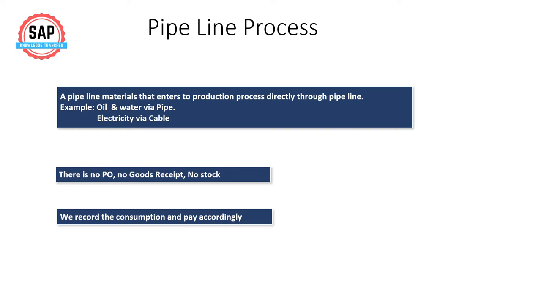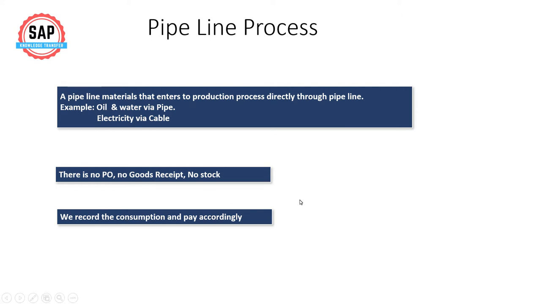What is the pipeline process? A pipeline material is entered into the production process directly through a pipeline. For example, oil and water are sent directly via pipe, and electricity is supplied directly via cable. So there is no storage for pipeline materials. There is no purchase order, no goods receipt, and no stock for pipeline materials. We can record the consumption and pay the vendor accordingly.